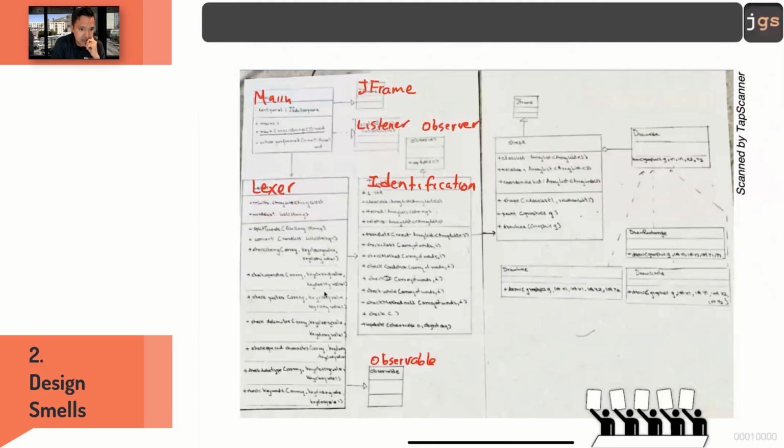When you read this diagram and you notice that the main is not connected with any other class, use the lexer. That is the only thing that the main is going to do, call the lexer. Makes sense? It's a JFrame. It's a listener. Okay, moving forward.